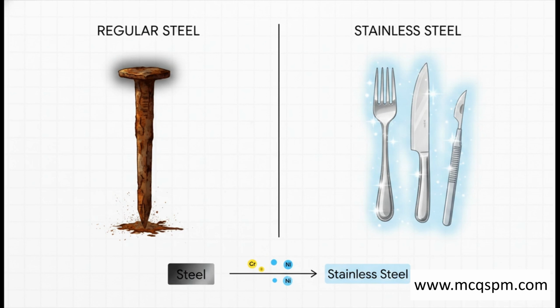So how do you make the ultimate steel? You make it stainless. And you do that by adding chromium and nickel. Now here's the cool science bit. The chromium on the surface reacts with oxygen in the air to form this invisible, ultra-thin, protective layer that stops rust dead in its tracks. That's why your forks and surgical tools stay shiny and clean.